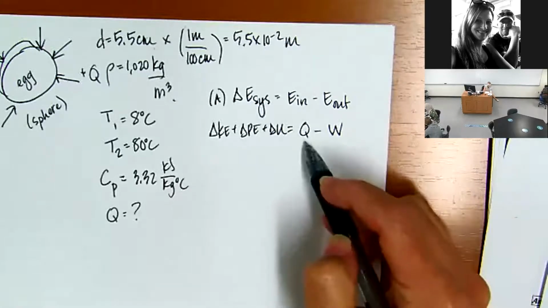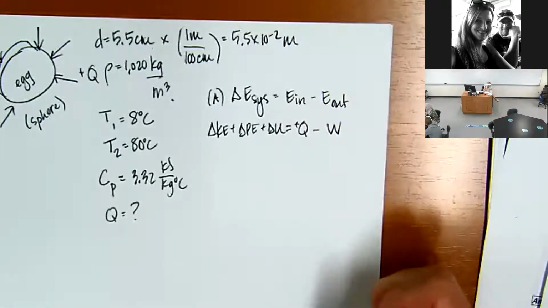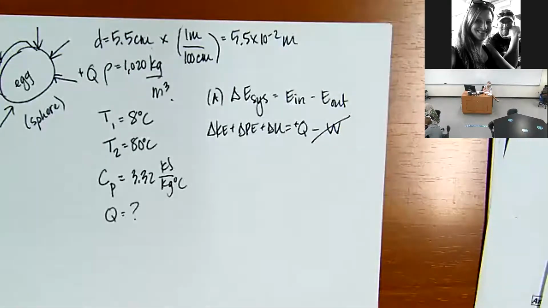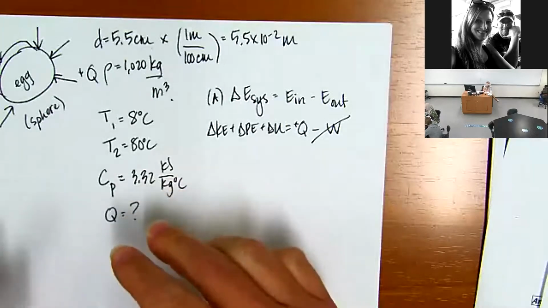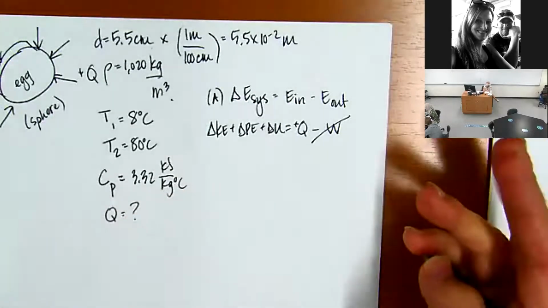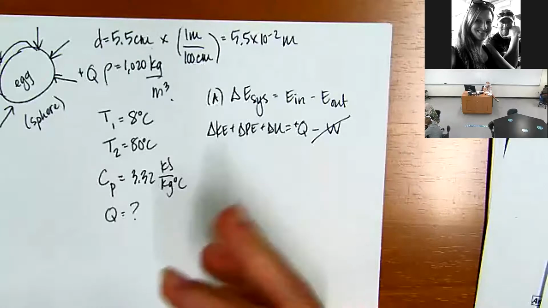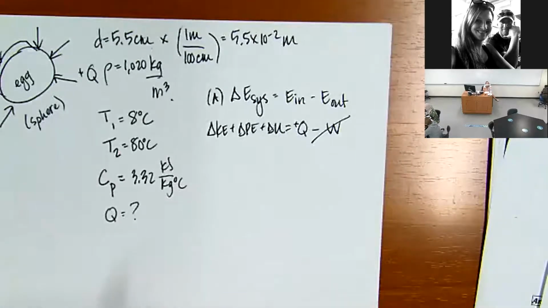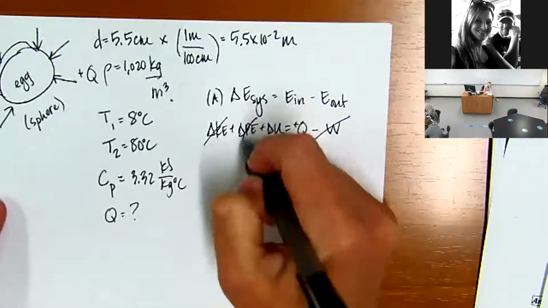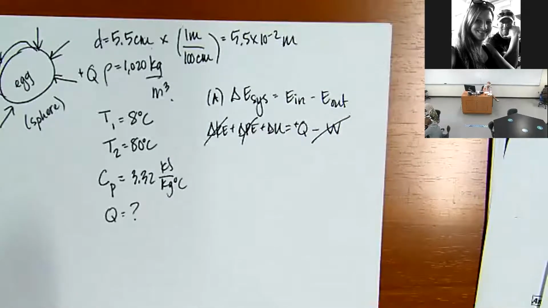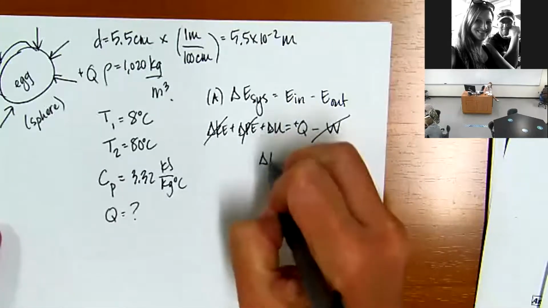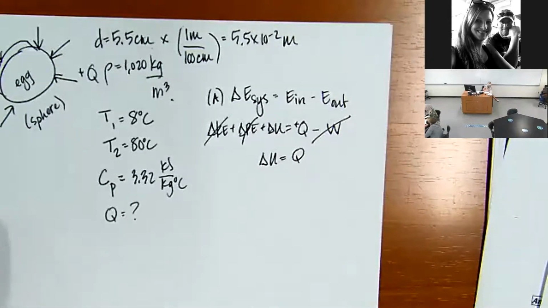For this one, I know I have heat coming in, so I know I have heat positive, but I do not have any work happening. I don't have any piston moving. I don't have any turbine spinning. I don't have any fans. I don't have any work happening. I also don't have any kinetic energy or potential energy because I am a stationary boiling pot. So my equation becomes my change in internal energy is equal to heat.